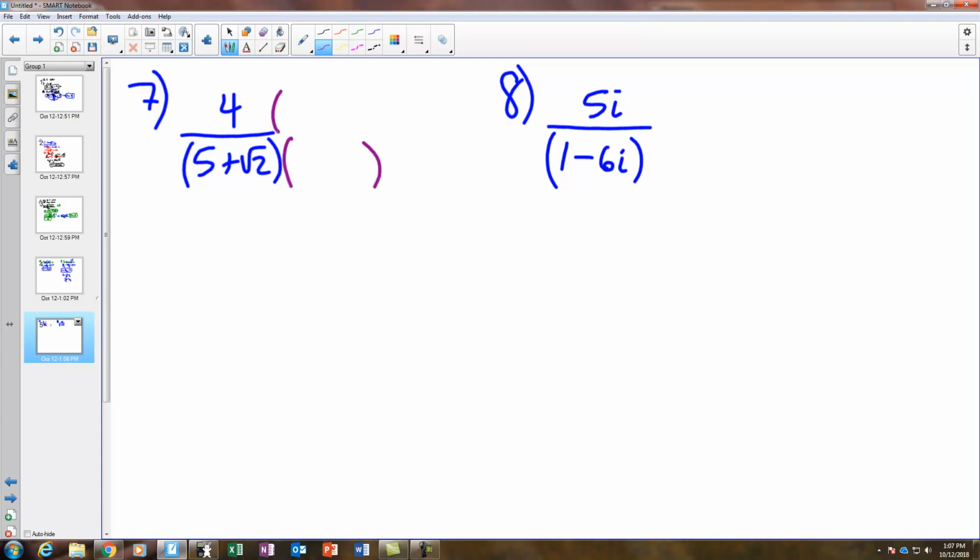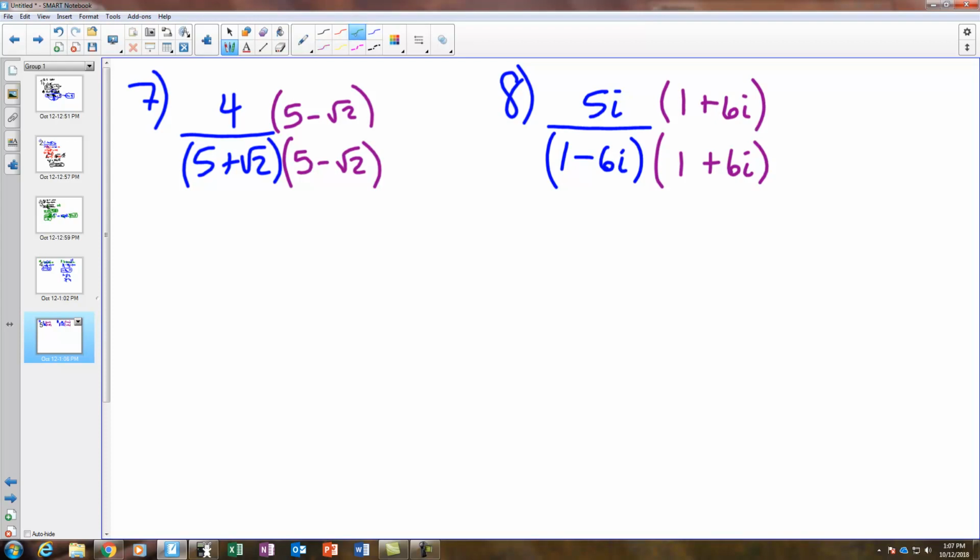Now this goes back to question number 1. Question number 1, I said you need to have that special pattern pop up later. And this is where we're going to see it. If we have 5 plus root 2, we need 5 minus root 2. That is going to fix the denominator. What we do to the bottom, we have to do to the top. Over here, same pattern. I have 1 minus 6i, so I need 1 plus 6i. Now, the actual multiplication we'll do in a second, but that's the setup. That is how to do the problem.